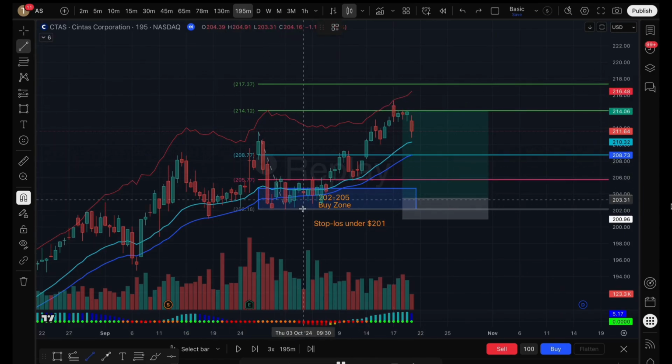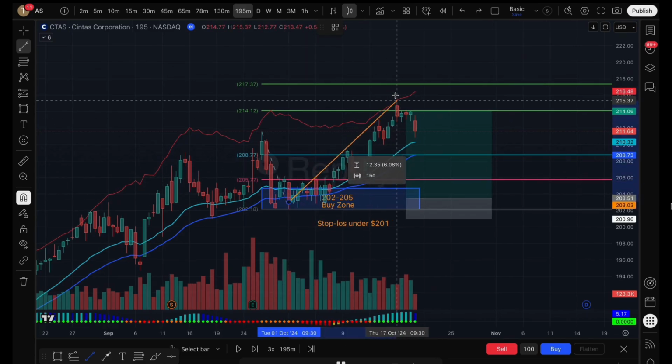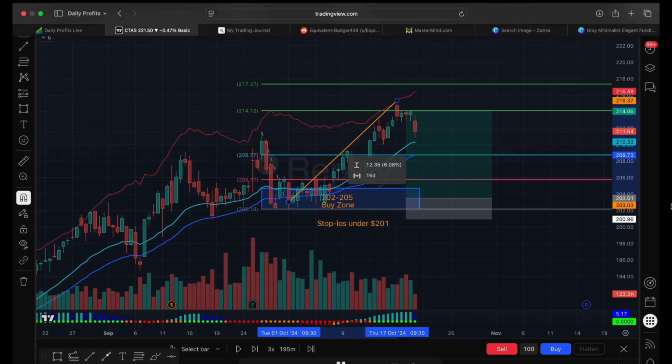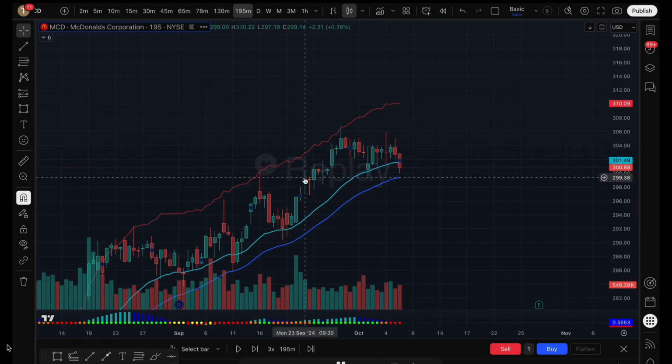So you would have entered the position somewhere around here, and about 16 days later, you would have got your move. Now, I just want you guys to know, in the stock, this is only a $12 move, a 6% move in price. However, with the options, this was a 100% winner. Pretty awesome stuff. Let's find another example.